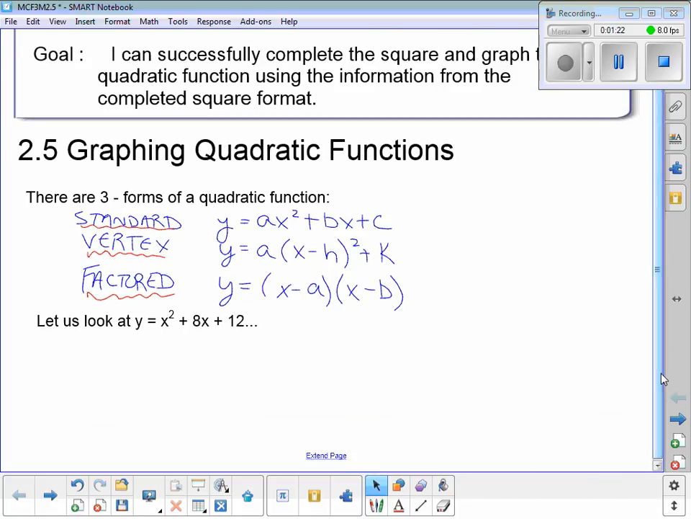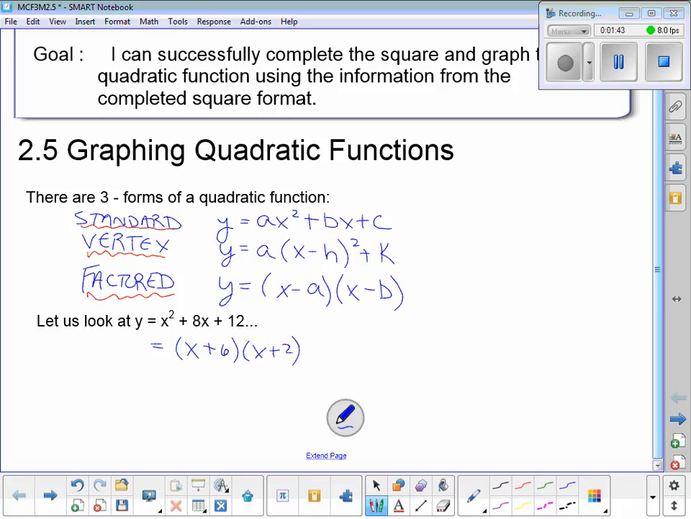Now, each of these functions, we can write in the other forms. So if we look at the example here, y equals x squared plus 8x plus 12. I'm going to do this quickly. You don't have to do this out long. We write it in factored form, which is (x plus 6)(x plus 2). So there's your factored form.